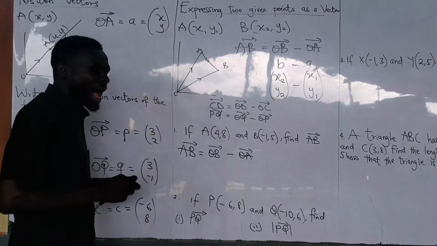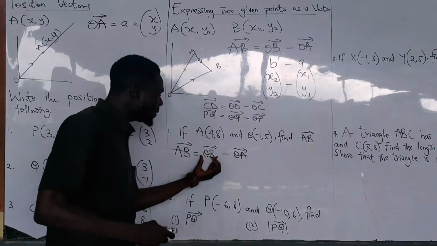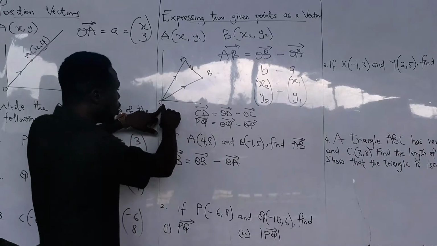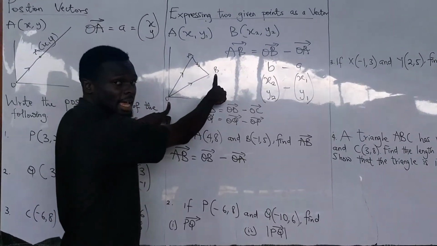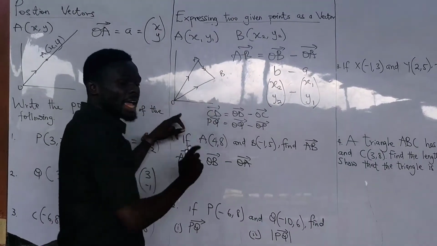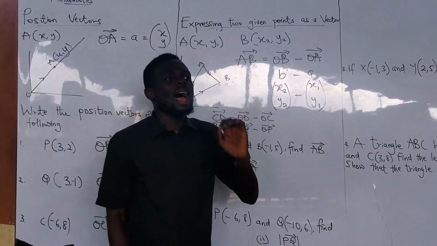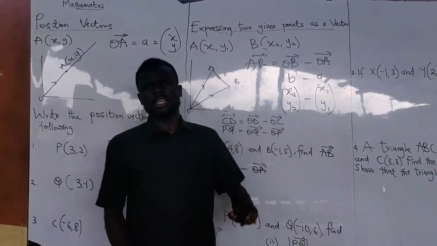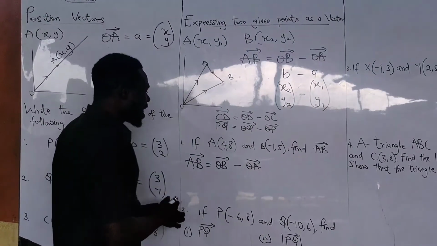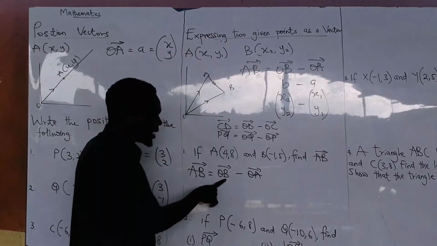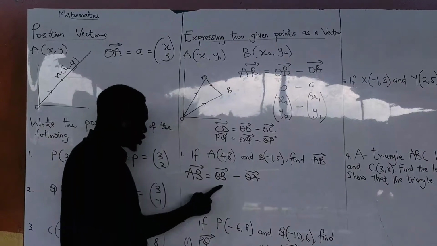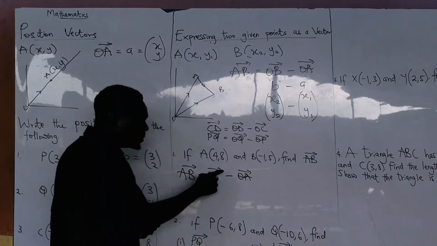How did I get OB? Since the point B is always referred from the origin, it means we are going from O to B, which has been explained here. And why is it OA? It's because we are going from the origin O to A. And always remember that every point is referred from the origin O. So I have the point B as this, and I have the point A as this. So this is equivalent to B minus A.